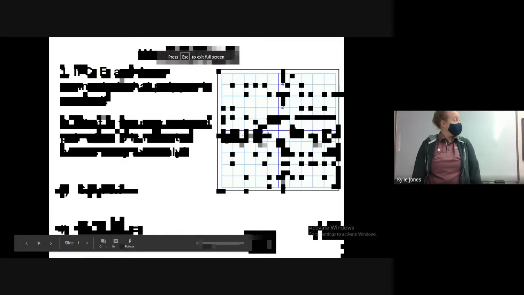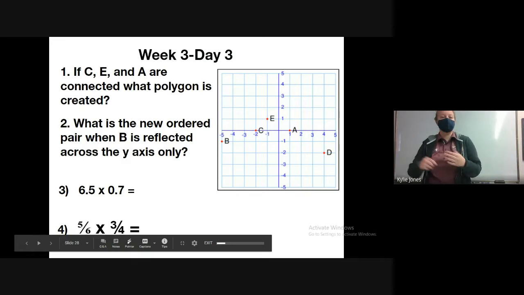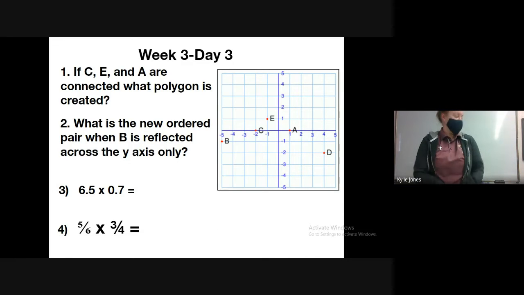Number 1, you are going to connect the points C, E, and A. Tell me what shape that creates. Number 2, what is the new ordered pair for point B if you reflect it across the y-axis? Number 3, you're multiplying some decimals. And number 4, you're multiplying some fractions. So, go ahead and get to work on that one.